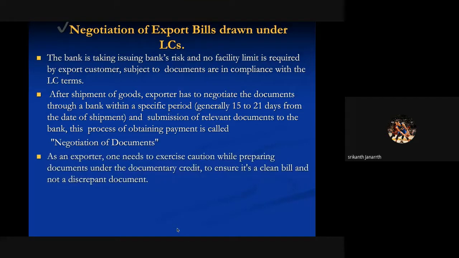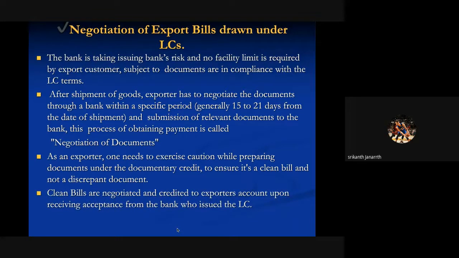So there is a caution. The exporter needs to ensure he presents a clean bill. Clean bill means without any mistakes, without any discrepancy. All the documents should be perfect. Only then will he get the money under negotiation of export bills, right? If the clean bills are negotiated, the exporter's account will be credited by the bank. And sometimes, what will happen under acceptance?